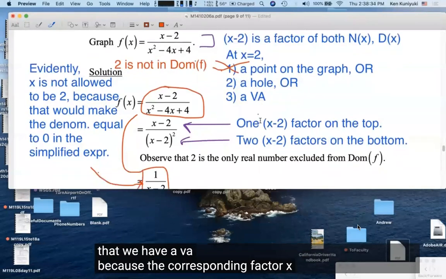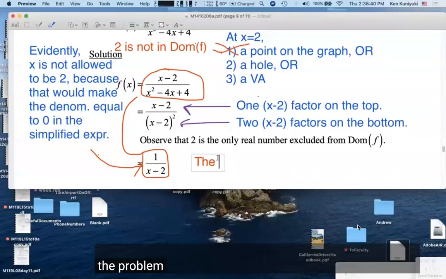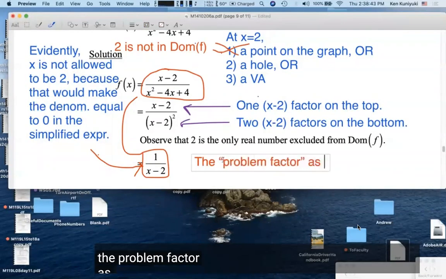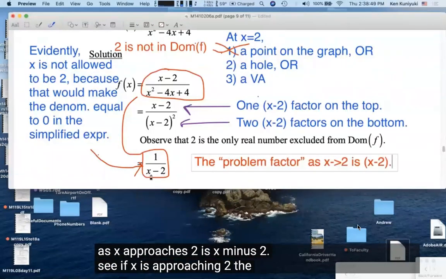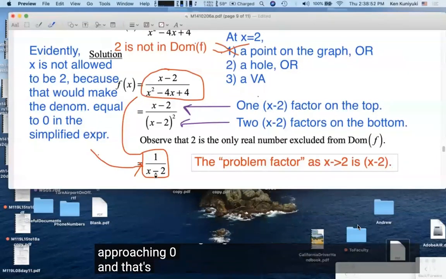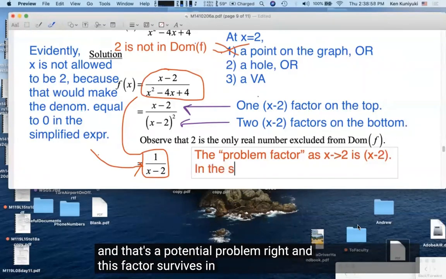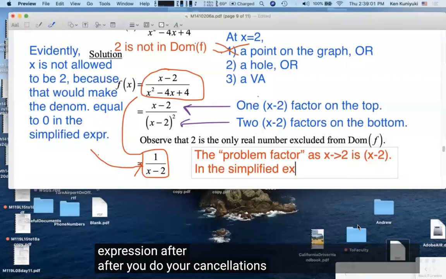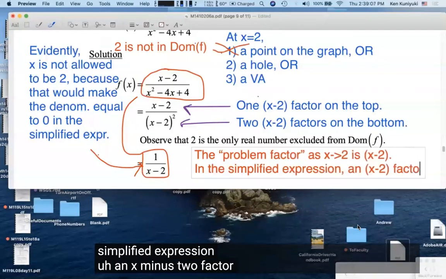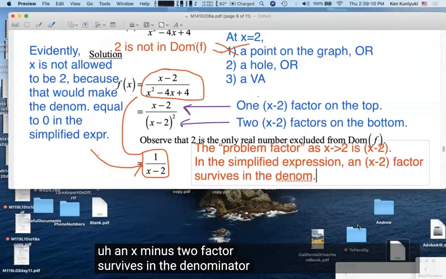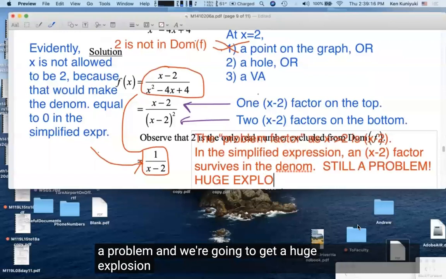Because the corresponding factor x minus 2 ends up surviving. The problem factor, as x approaches 2, is x minus 2. See, if x is approaching 2, the problem is that that bottom is going to be approaching 0, and that's a potential problem, right? And this factor survives. In the simplified expression, after you do your cancellations, an x minus 2 factor survives in the denominator. So it's still a problem. And we're going to get a huge explosion, and that leads to a VA.